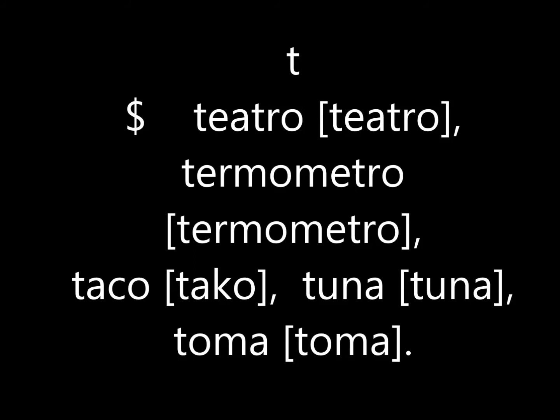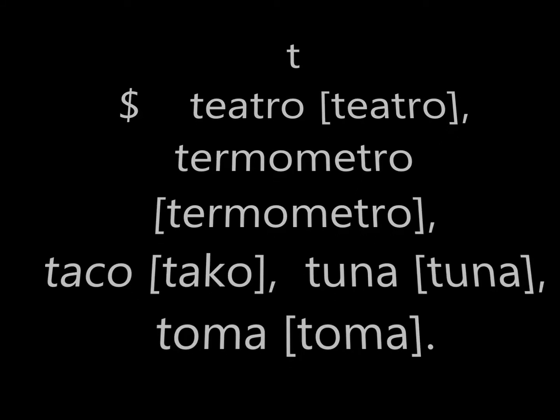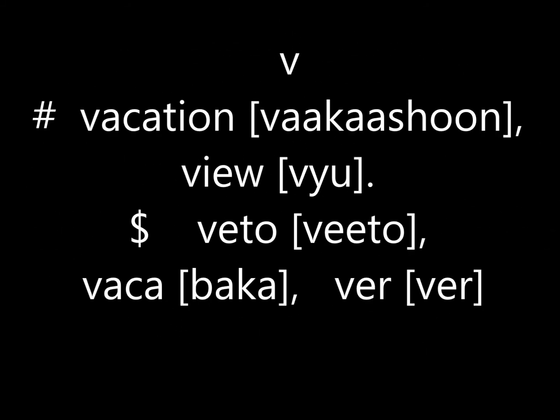For the letter V, we're not going to use the inconsistent Spanish sound of B, but instead the English version of V, as in vacation, view. In Spanish, words would be pronounced in engspan as vito, vaca, ver.